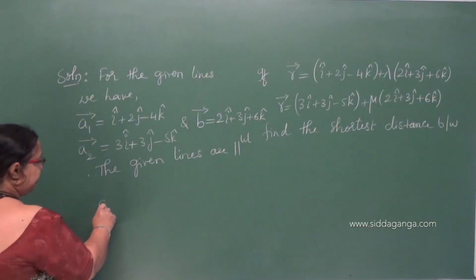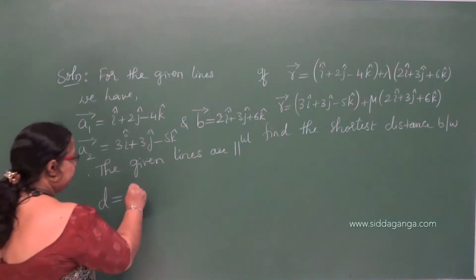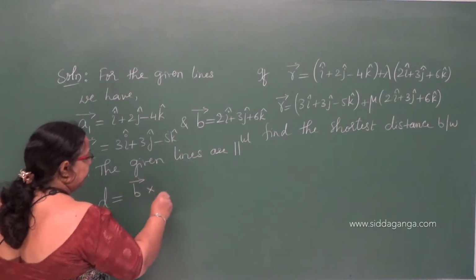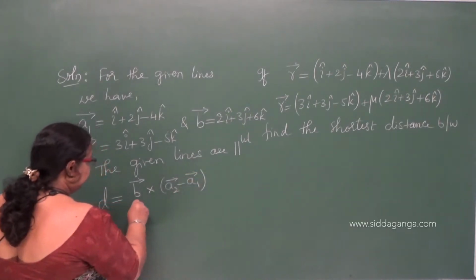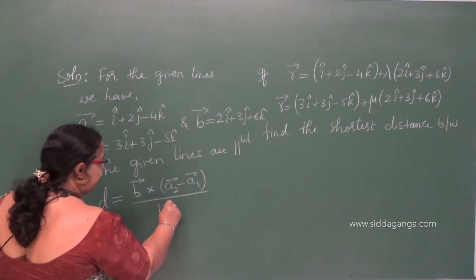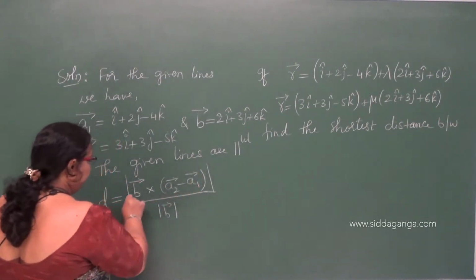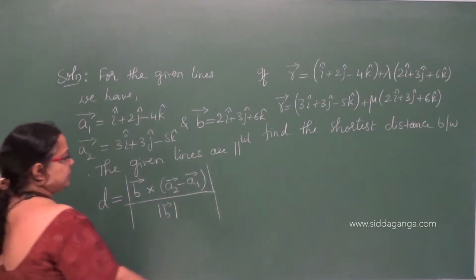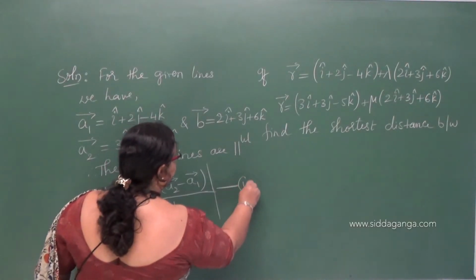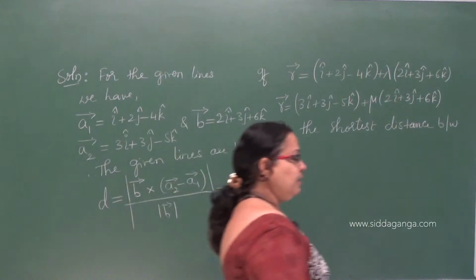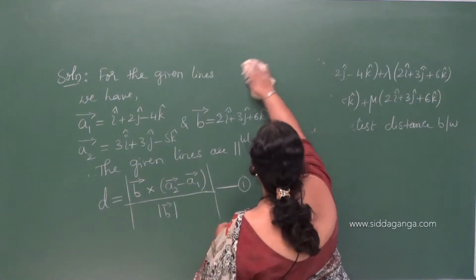And the distance between the given lines, D equal to magnitude of vector B cross A2 vector minus A1 vector, divided by magnitude of vector B. So this is the formula. You take this as equation 1. Now it is easier if we first find what we need and simplify.